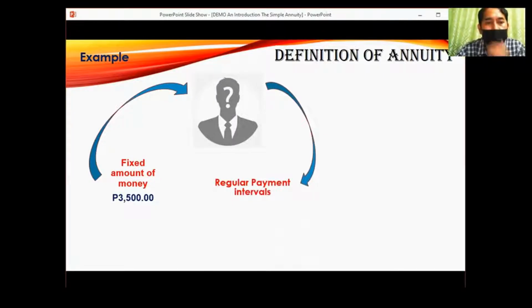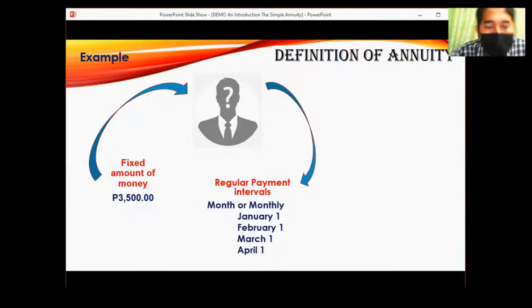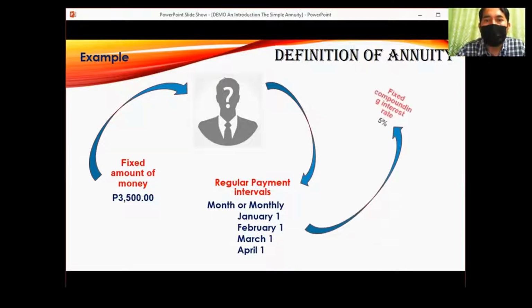What are the examples of this regular interval? So we might have monthly. Pagka sinabi mong monthly, of course, consider the starting of the month. So we have in here January 1, February 1, March 1, April 1. So regular interval. Pare-pareho ang interval niyan. Of course, when you are going to pay the fixed amount at a regular interval, there is the increase of that one. Fixed compounding interest rate at 5%. I hope you understand. That is the meaning of the annuity.